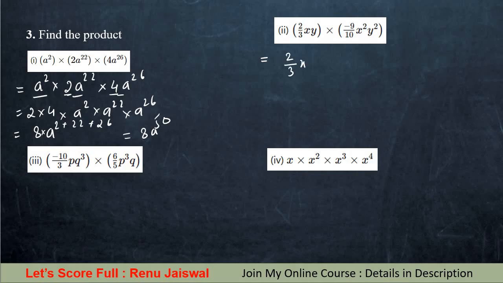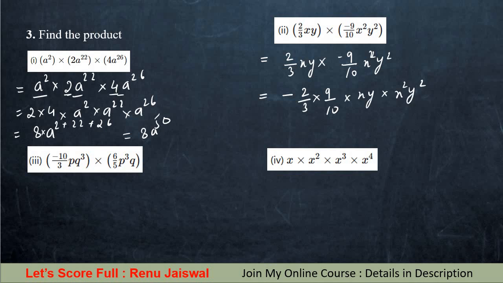Here 2 by 3 xy, then I have minus 9 by 10 x square y square. They are monomials, so simply multiply. So plus minus will give me minus. Multiply the coefficient first, then xy into x square y square. See, most of the time people get confused when to take LCM. We take LCM only when there is a plus or minus sign in between. But here I have multiplication, so I don't take LCM. I do simple cutting. 3 1s are 3, 3 3s are. 2 1s are 2, 5s are.